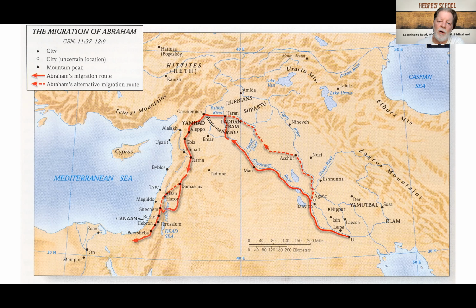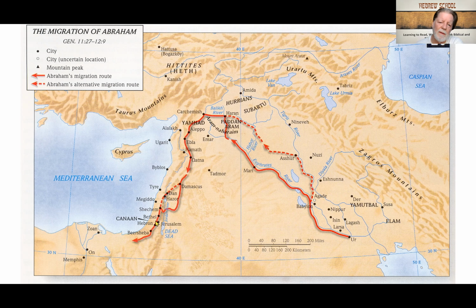And then Abraham and Sarah and Lot left the extended family there in Haran, and they traveled south into the promised land. And these are some of the places that they may or may not have visited along the way. But we know that he came to Shechem and Bethel and Hebron, and Jerusalem is here on the map.